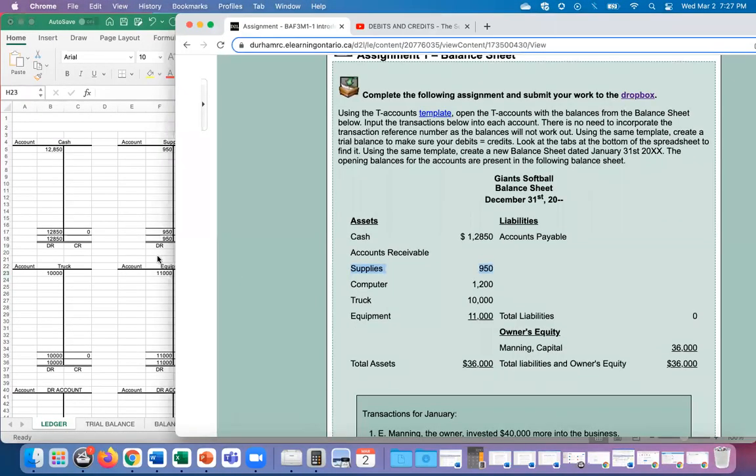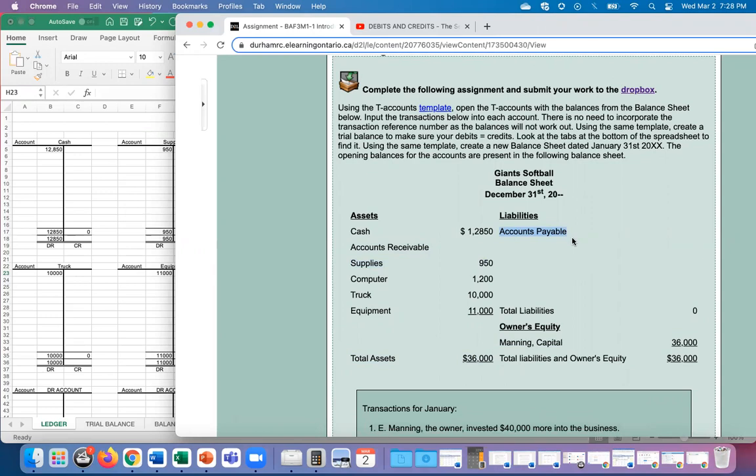Then, okay, total assets 36,000. This number we don't have to worry about yet. This is a totaling of the assets, which we don't have to worry about on the ledger. Liabilities, we don't have any liabilities, so that's good. This is a business that's running a very lean operation. They don't owe money to anybody, so that's great.